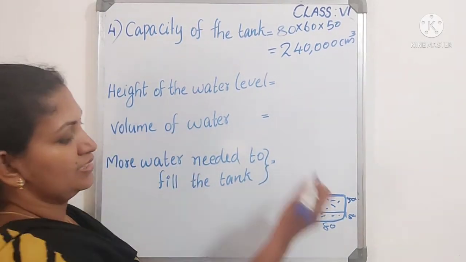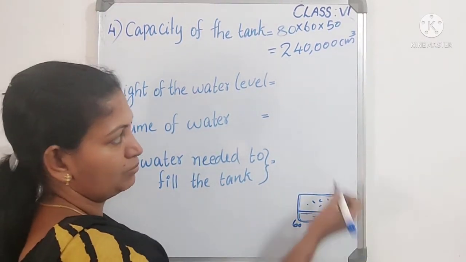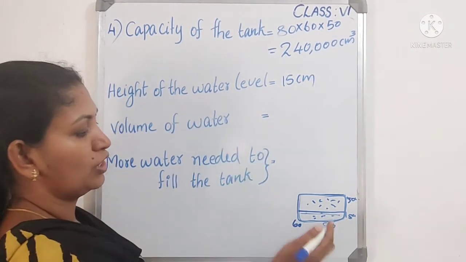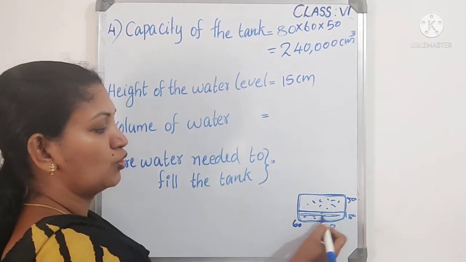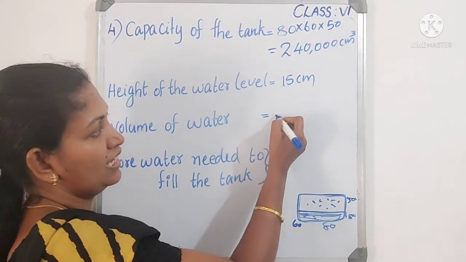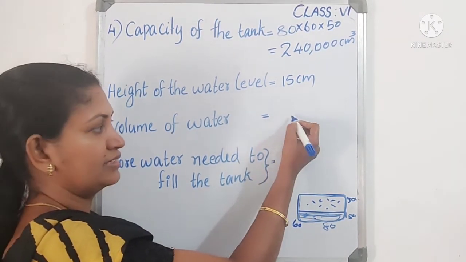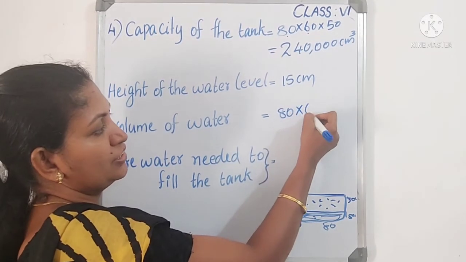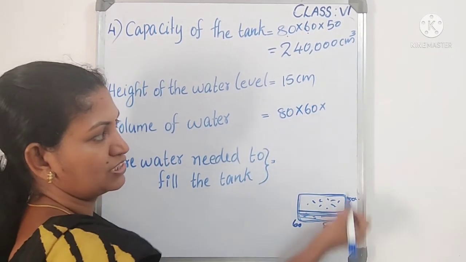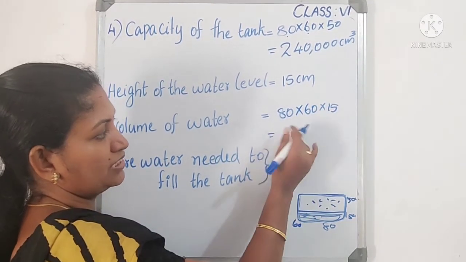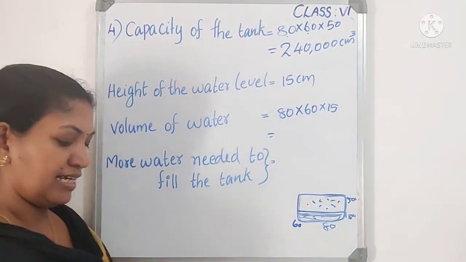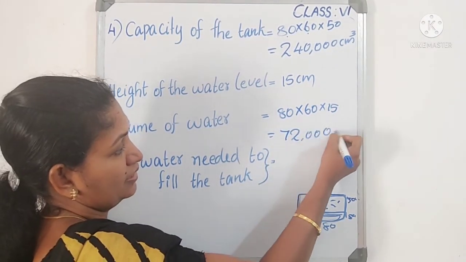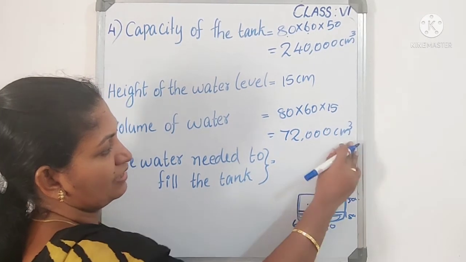Next, the water level is only 15 centimeter. So the height of the water level is 15 centimeter. Then again we have to find the volume of the water. That is length into breadth into height, 80 into 60 into 15, since now only the water level is 15. If you multiply all this, then we will get 72,000.